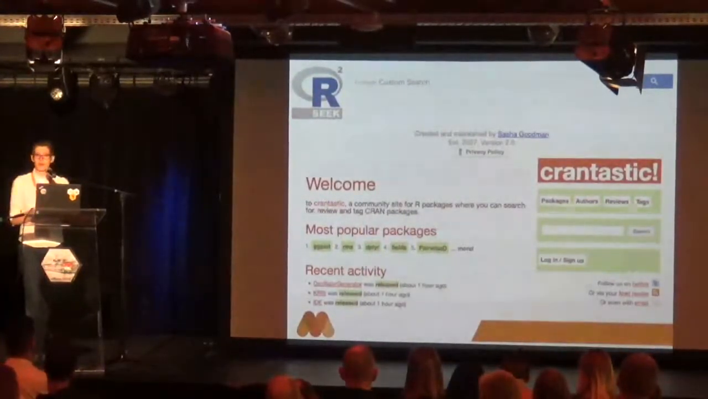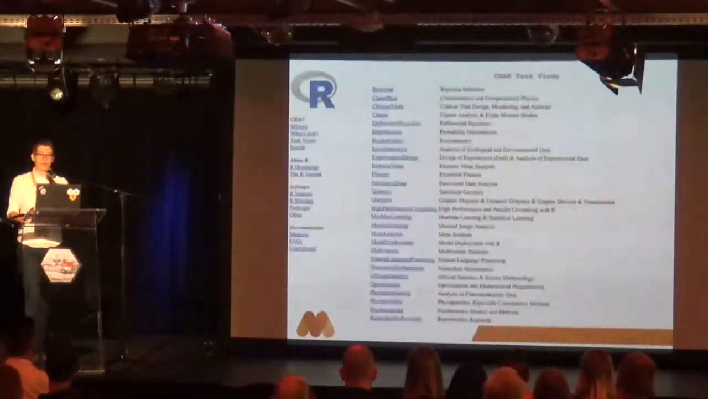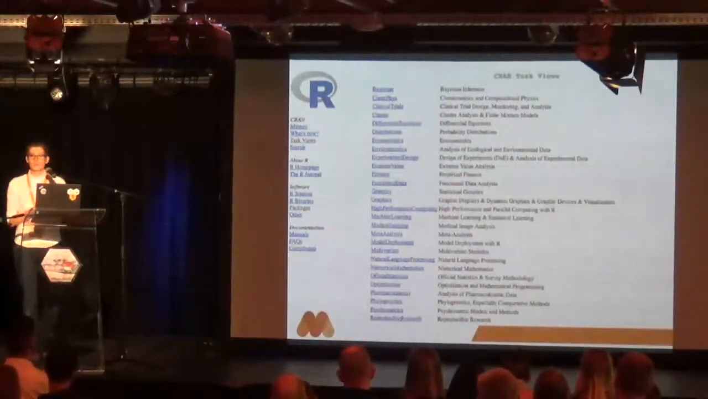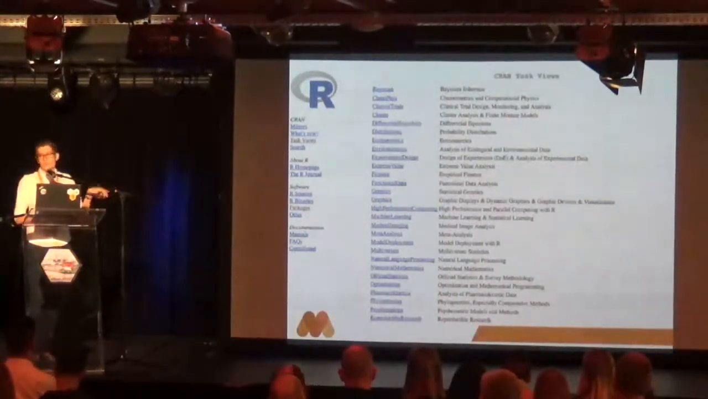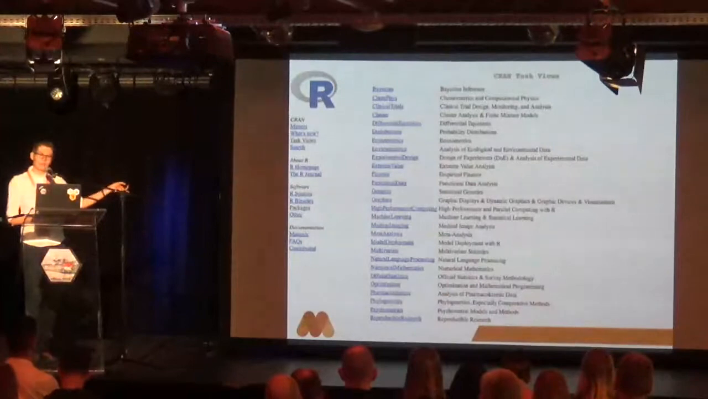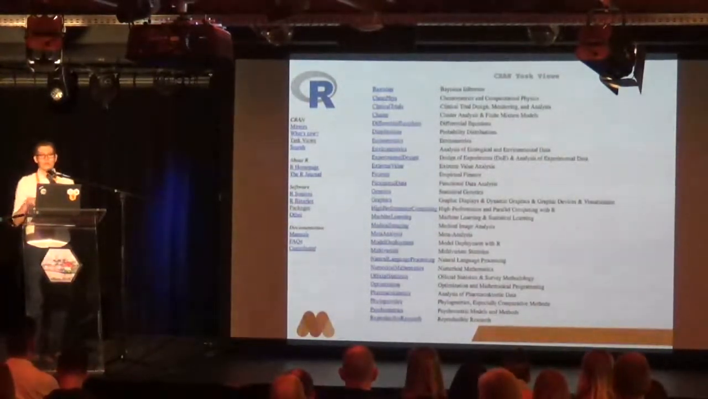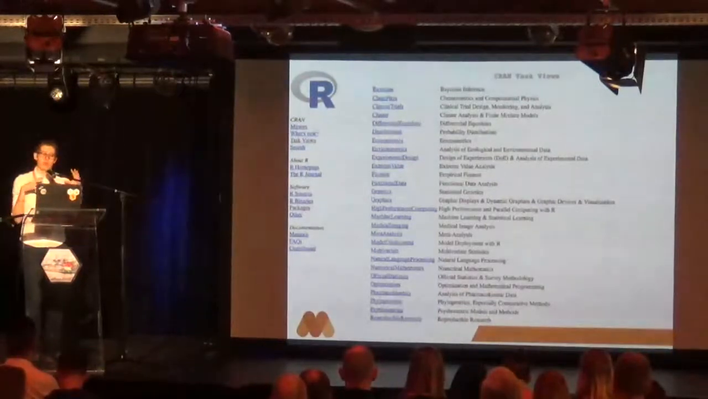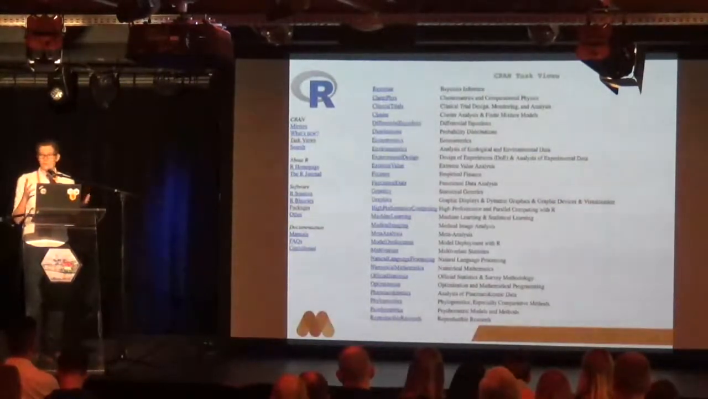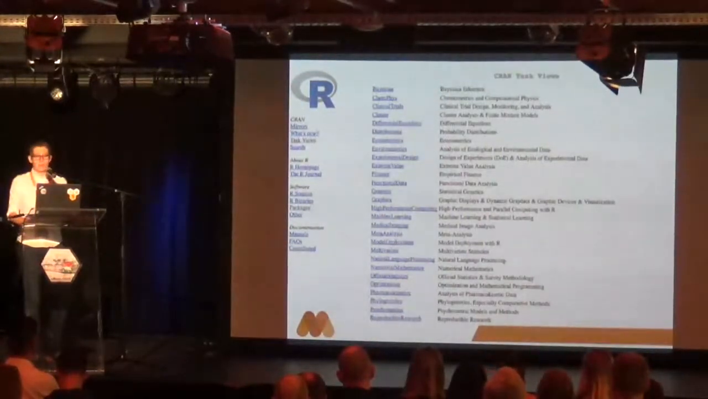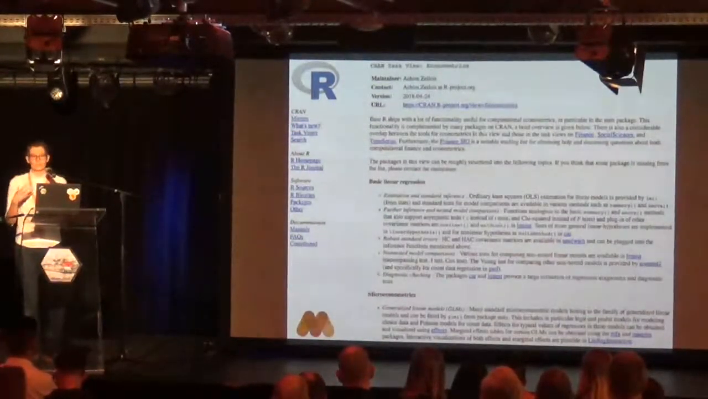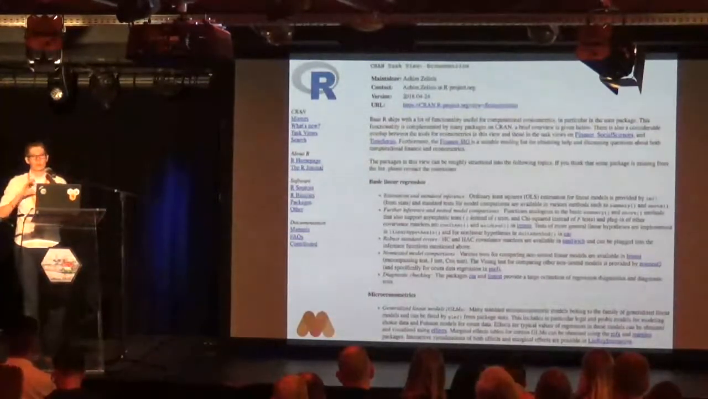Crantastic is a community site for R packages where you can search, review, and tag CRAN packages. And on CRAN itself are the task views. They are in that menu on the left-hand side, but I've met quite a few people who were not aware of them, so I thought I'd point that out. They provide you with information about which packages are available, given a certain topic like Bayesian inference or natural language processing or high-performance computing or web interfaces or psychometrics or whatever floats your boat. These are usually the curated lists where they group packages according to subtopics.